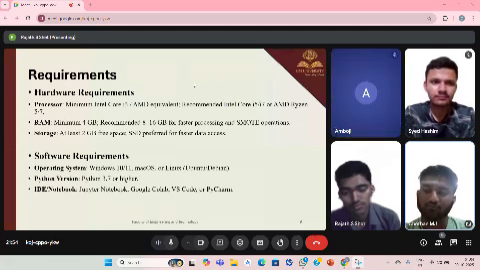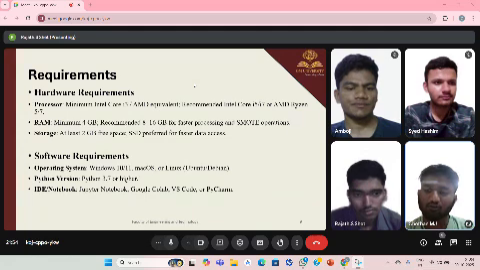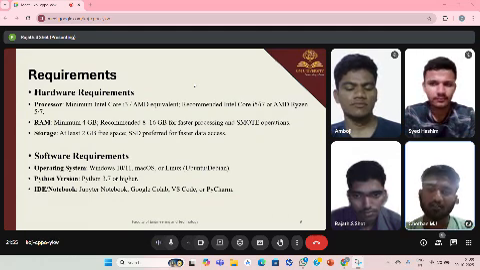Next is software requirements. In that, operating system: Windows 10 or 11, macOS, or Linux, etc. Next is Python version 3.7 or higher, which ensures compatibility with modern libraries. Next is IDE or notebook: Jupyter Notebook, Google Colab, VS Code, or PyCharm are popular environments for coding and experimentation. Next slide.